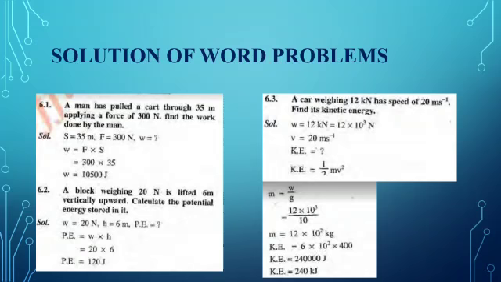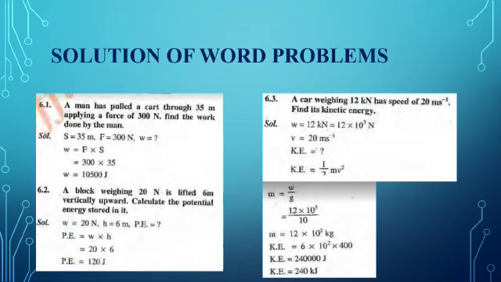Formula is kinetic energy is equal to half mv square. So firstly we will find mass. Mass is equal to W over g. W is 12 into 10 to the power 3, over g is 10, you know very well. The gravitational acceleration is 10. So you'll get mass as 12 into 10 to the power 2 kg, or you can say 1200 kg.